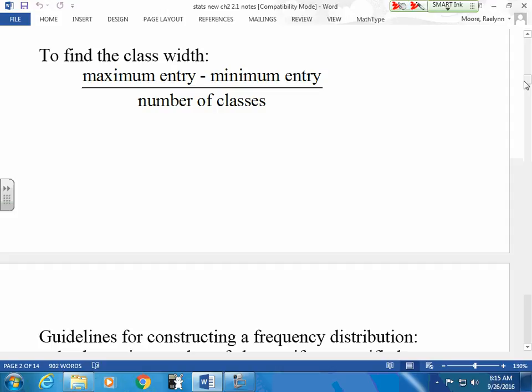You're going to take your maximum entry, the highest entry you have, and the minimum entry, the lowest entry you have. You're going to subtract them, and you're going to divide by how many classes we want. In other words, how many entries in your table do we want? Sometimes this gives you a decimal. So you are going to round up to the nearest whole number all the time.